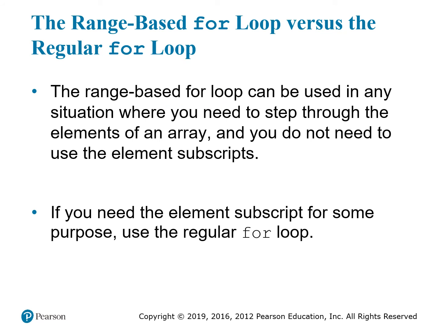The range-based for loop can be used in any situation where you need to step through the elements of an array, and you don't need to use the element subscripts. If, however, for some reason, like say you're sorting the array and you want to actually know what subscript you're on so that you can swap it with something at another subscript or something like that, for those situations, you would need to use a regular for loop.